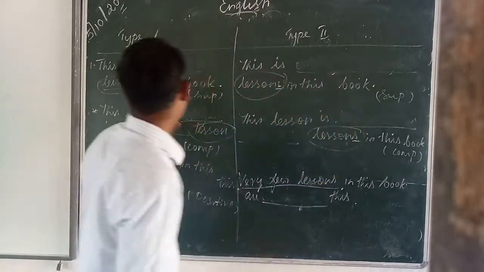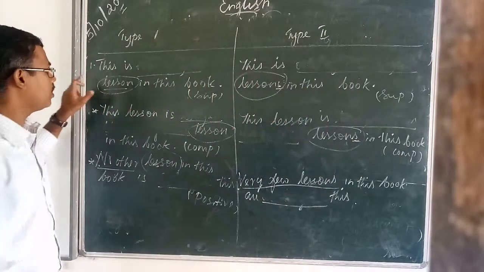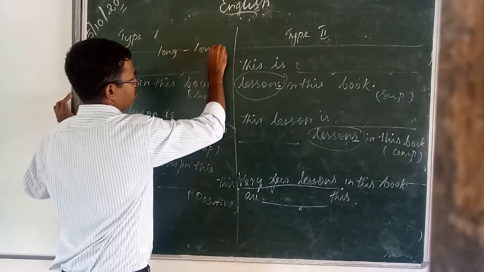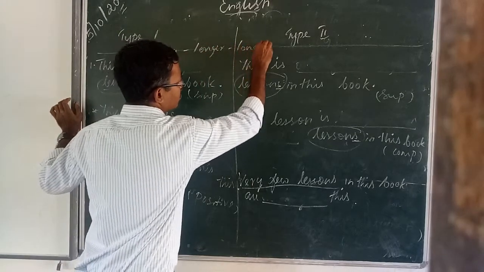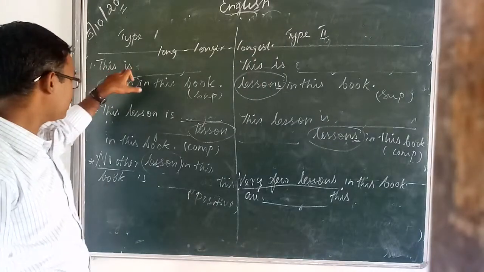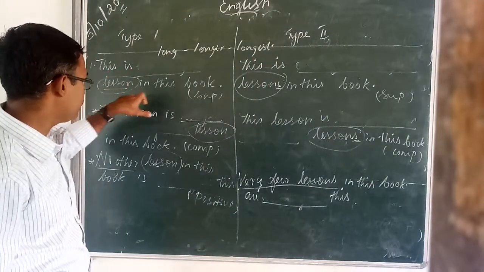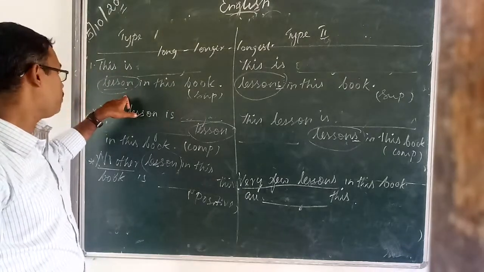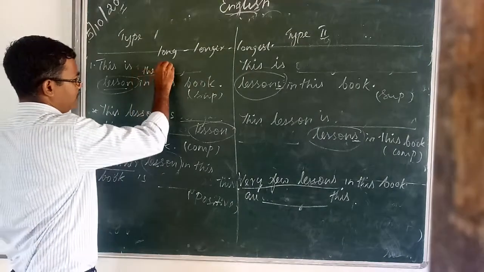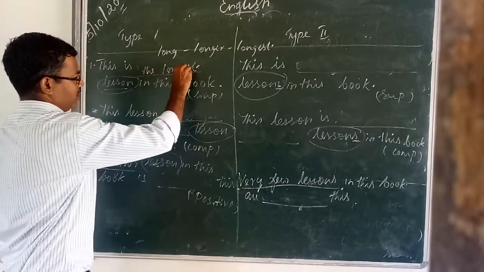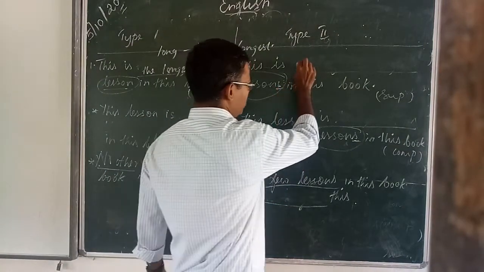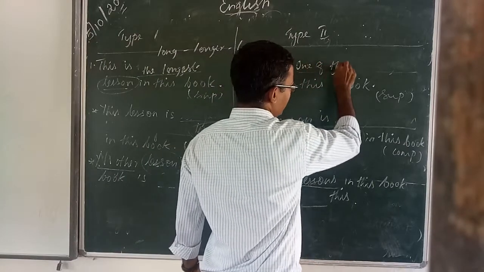Here, understand in this way. This lesson, here, long. Now, in the fill in the blanks type, you choose the best, it will come in this form. This lesson, dash lesson in this book. Lesson means, in superlative, you have to use the longest. Lessons means, in the superlative, you have to use one of the longest.